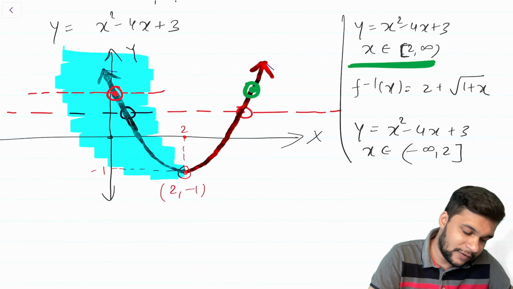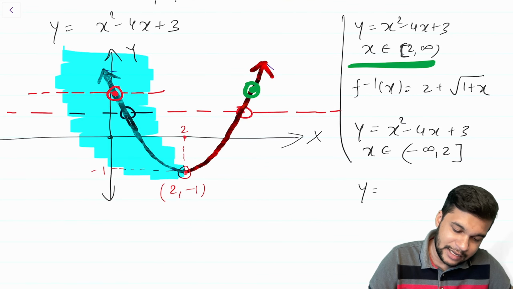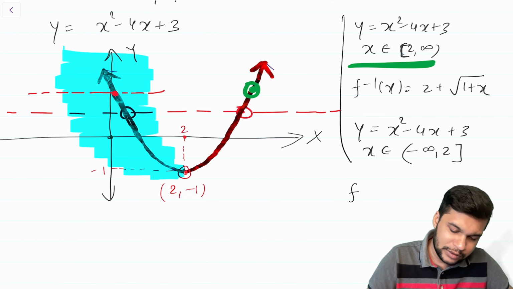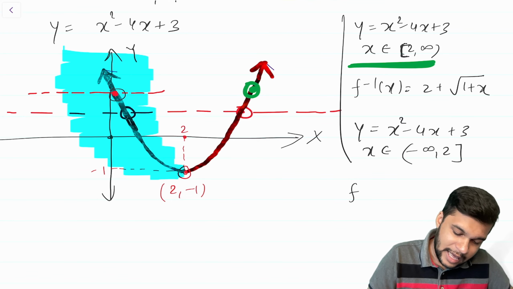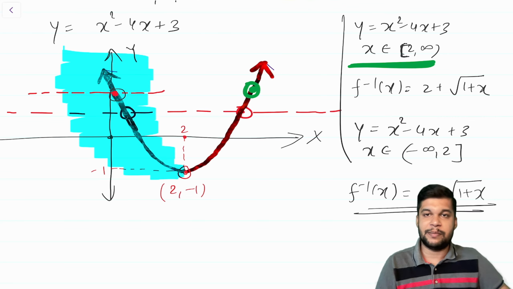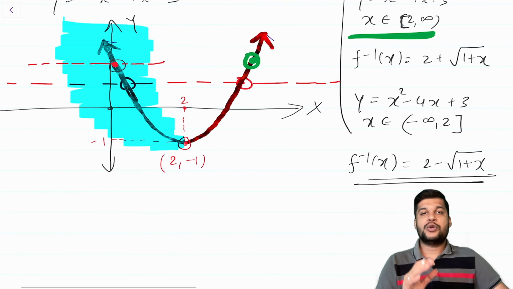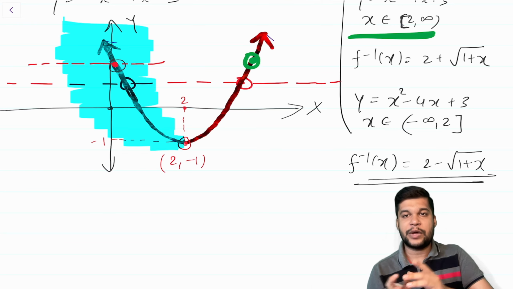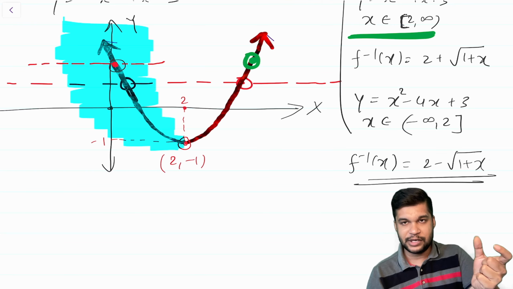So the inverse here will be y equal to f inverse of x. Sorry, you can write y also, not a problem. F inverse of x will be equal to 2 minus square root of 1 plus x. So if the domain is restricted, you can find the inverse function.